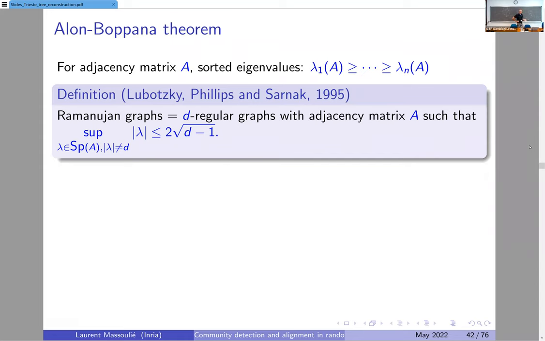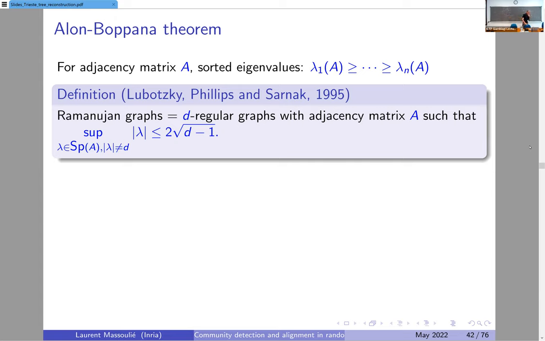So it is a d-regular graph for some integer d, such that its eigenvalues have either a modulus d, like the Perron-Frobenius eigenvalue. They could also have an eigenvalue minus d. That would be the case if you had a bipartite graph. Okay, you would have minus d also in the spectrum. But all the eigenvalues that have a modulus that is strictly less than d have a modulus at most twice the square root of d minus 1. So that's the mysterious value that is used to define what a Ramanujan graph is.